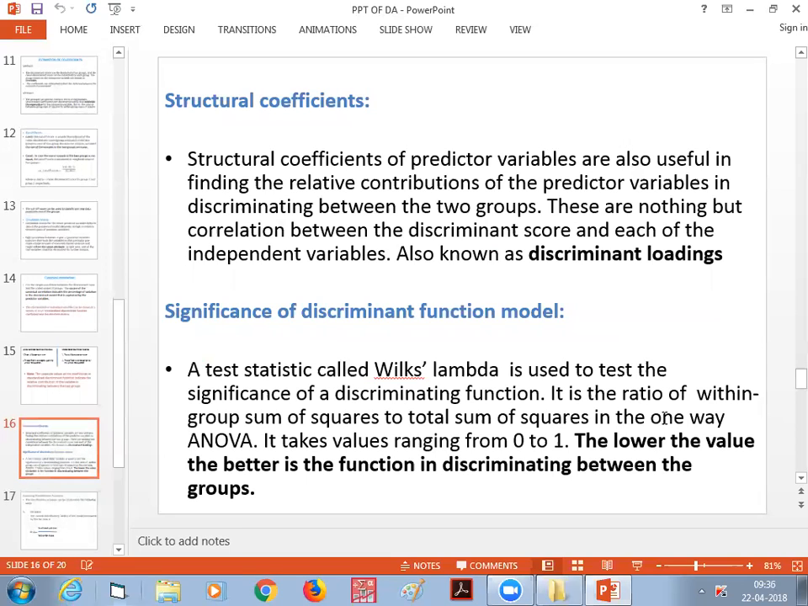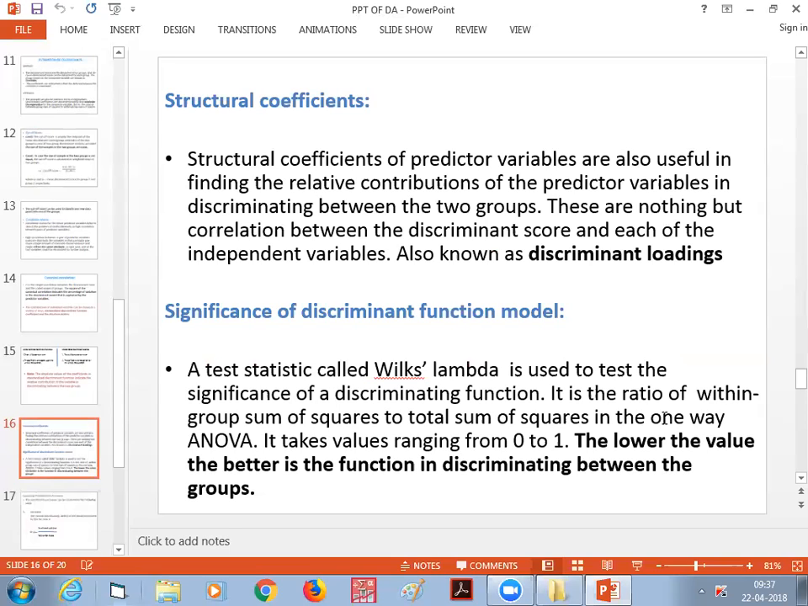Next, we have the structural coefficients. The structural coefficients of predictor variables, I'll explain through the example later, are also useful in finding the relative contribution of the predictor variables in discriminating between the two groups. That is what the structural coefficient means. Same thing as whatever I explained, beta naught, beta 1, beta 2, beta 3, etc. How much they are influencing in discriminating, here we call it the structural coefficient.